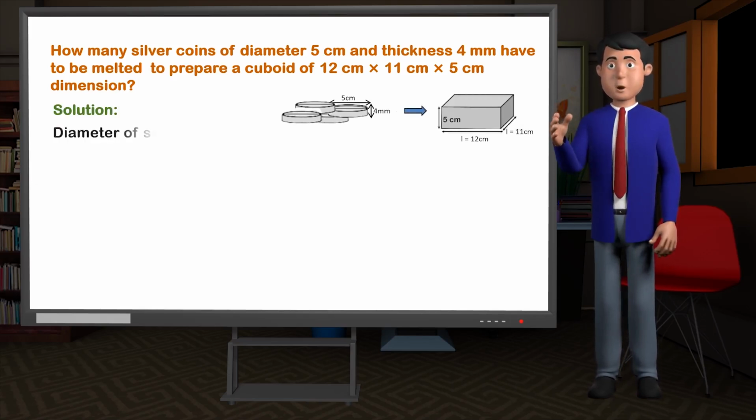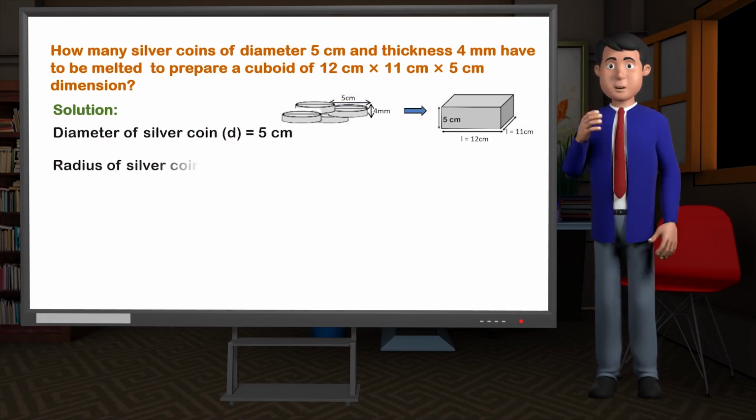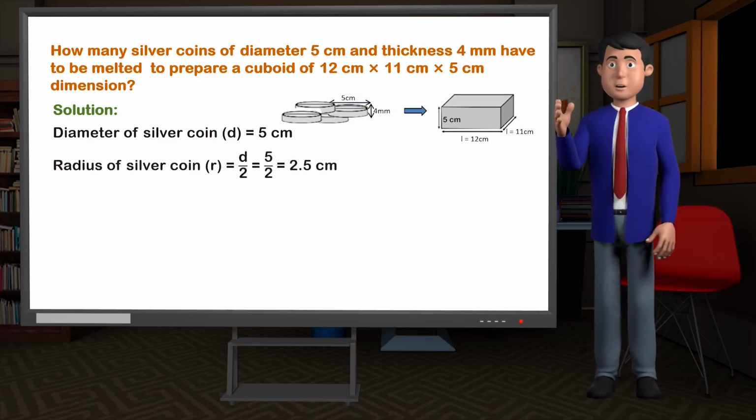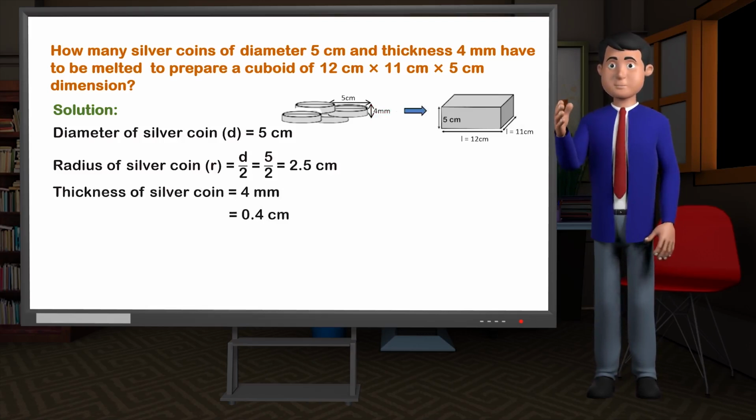Diameter of silver coin D is equal to 5 cm. Radius of silver coin R is equal to D by 2, that is equal to 5 by 2, that is equal to 2.5 cm. Thickness of silver coin is equal to 4 mm, that is equal to 0.4 cm.